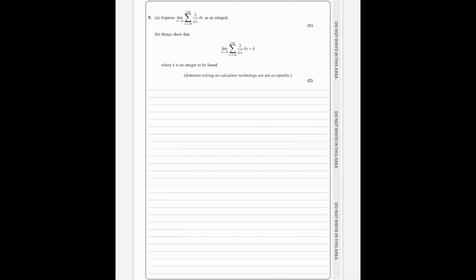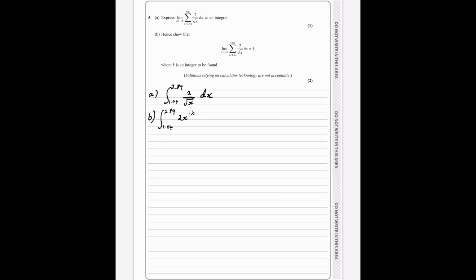Question number 5, the limit as delta x tends to 0 of the sum there, that is in itself the limit is going to be the integral, the exact area. Essentially, we've got an infinite number of infinitesimally small rectangles added together. And so we can just rewrite it as the integral between 1.44 and 2.89 of 2 over root x dx.